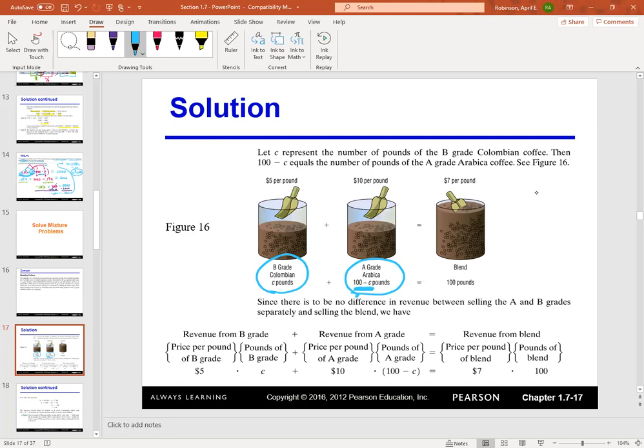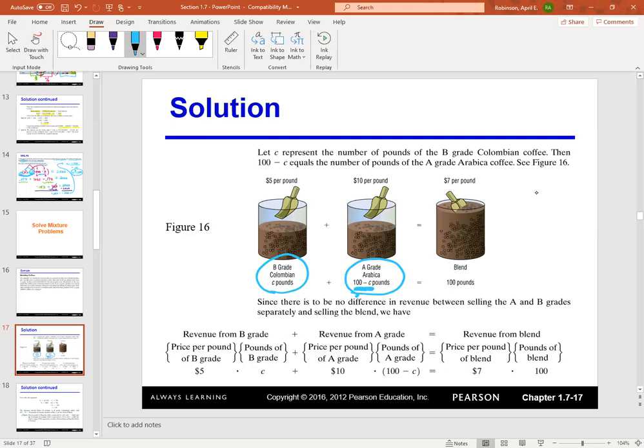It's just like the money. The 18,000, we put some of it here and the rest of it there. Well, we have a total of 100 pounds of this blend. So some of it is B and the rest of it is A. So they use C and 100 minus C.